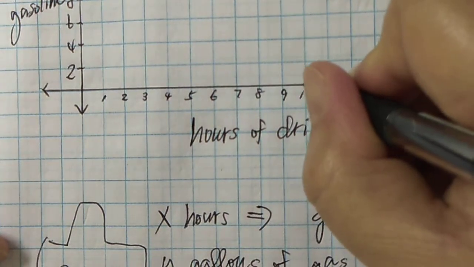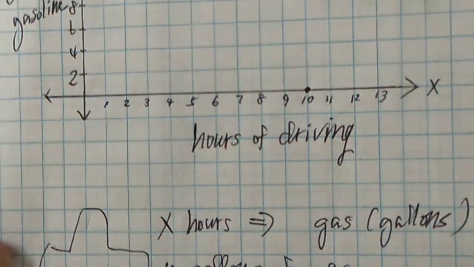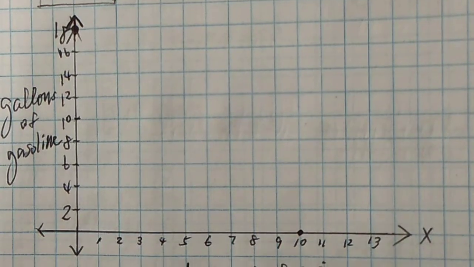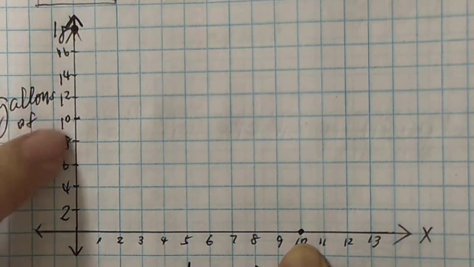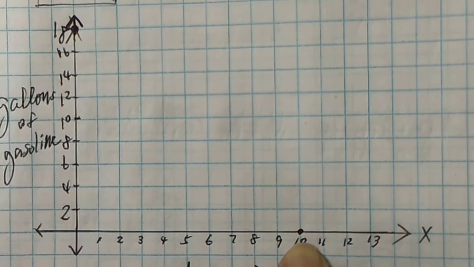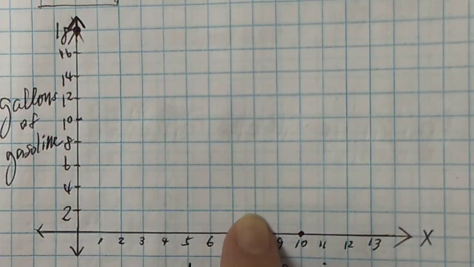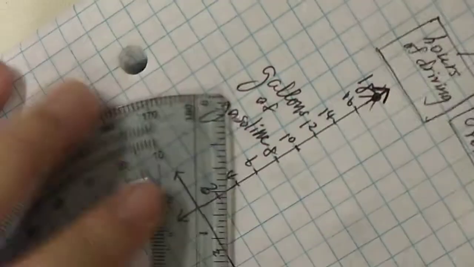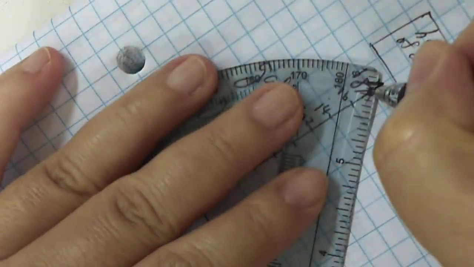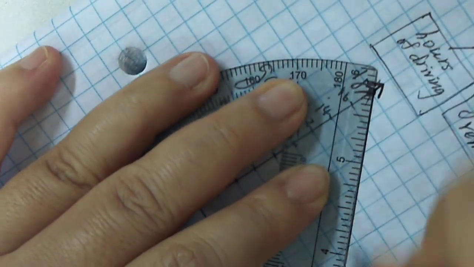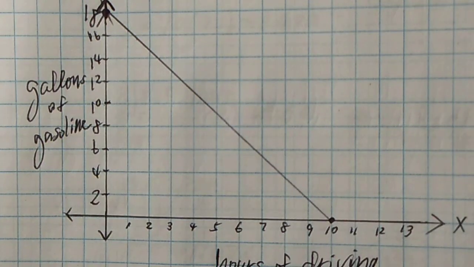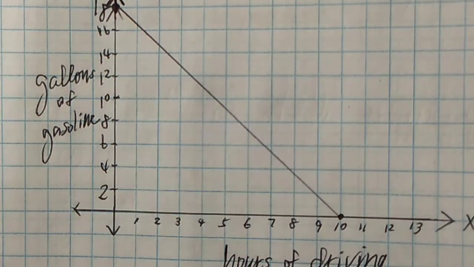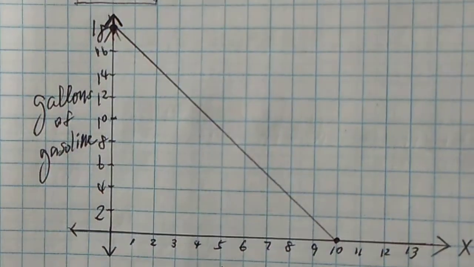This is going to be then my x-intercept. So now I have the two intercepts on my graph: 10 hours and 18 gallons. And then I'm going to draw a line between them. This is a linear function, so I know I should end up with a line. Okay, I connect those 2 points. Let's take a look at what this line is telling us.